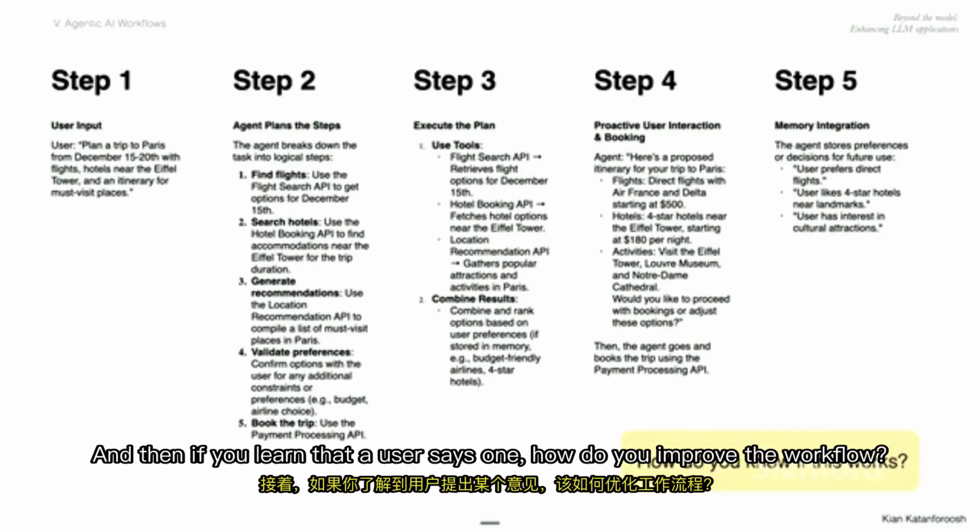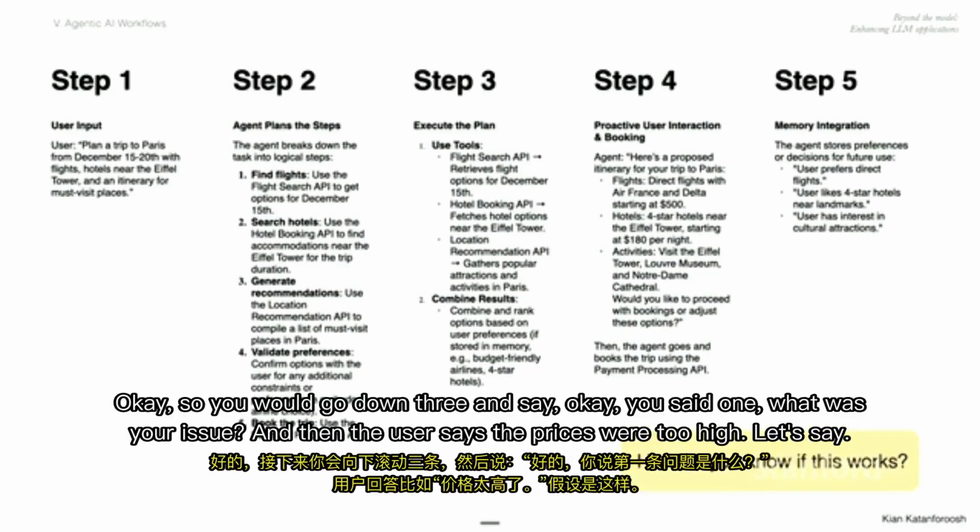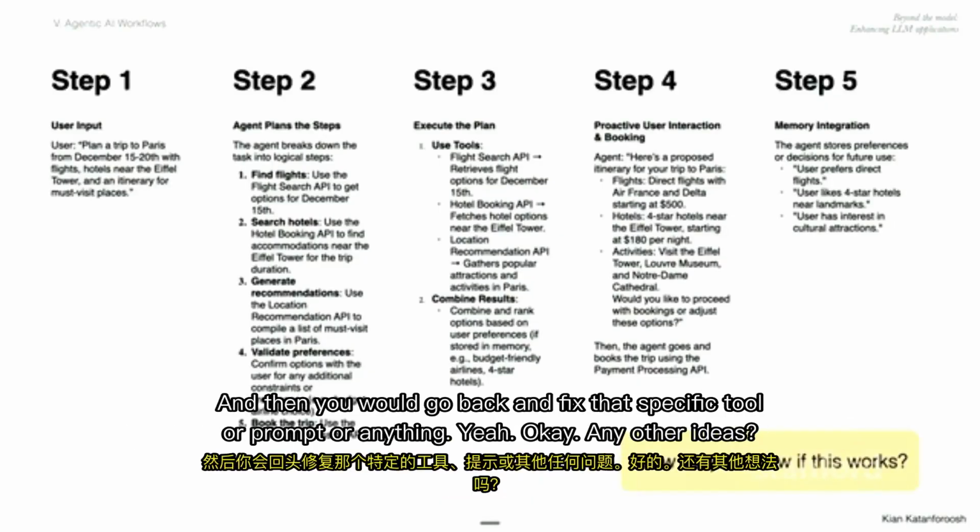And then if you learn that a user says 1, how do you improve the workflow? Okay, so you would go down a tree and say, okay, you said 1, what was your issue? And then the user says the prices were too high, let's say. And then you would go back and fix that specific tool or prompt.